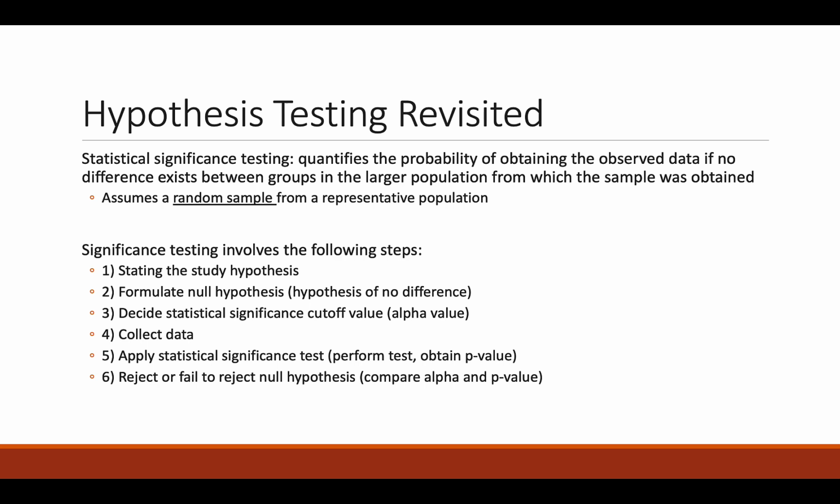You state the study hypothesis, formulate the null hypothesis and state your alternative, and you decide the statistical significance cutoff value, or the alpha. But at this stage, we also need to determine other significance values. The beta value is important, the sample size is important, and the power is important. Those are all decided at step 3. Then we would collect data, apply the appropriate statistical significance test, and then reject or fail to reject the null hypothesis.